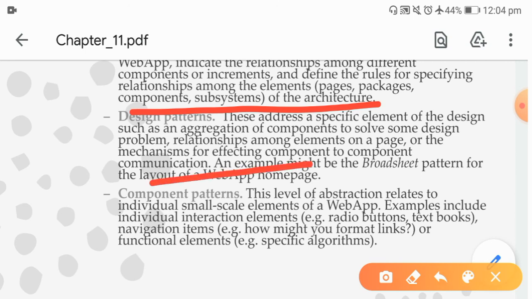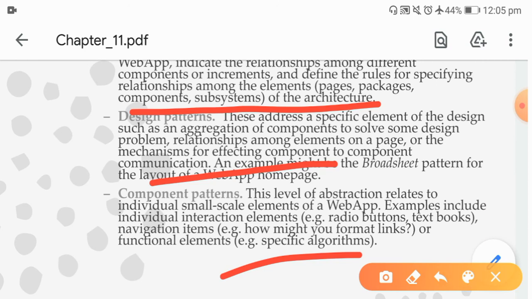Next one is the design pattern. These address a specific element of the design, such as the aggregation of components to solve some design problems. Here you are going to find the hackers who are going to hack your particular system, or you can create more privacy or more security for your system, the relationship amongst elements on a page, or the mechanisms for effective component to component communication. An example might be the broadsheet pattern for the layout of a web app home page. Next one is the component pattern.